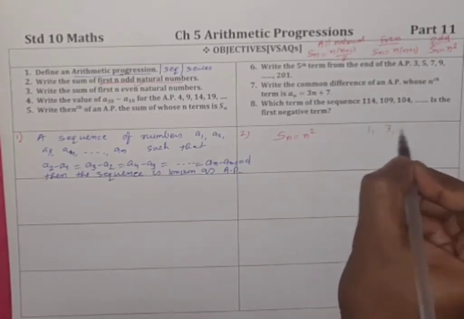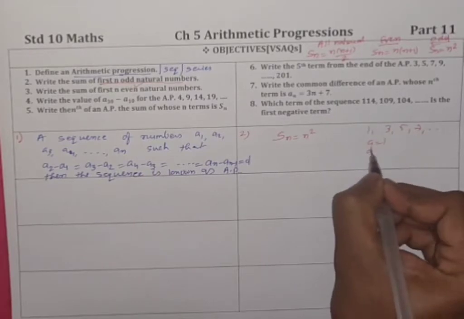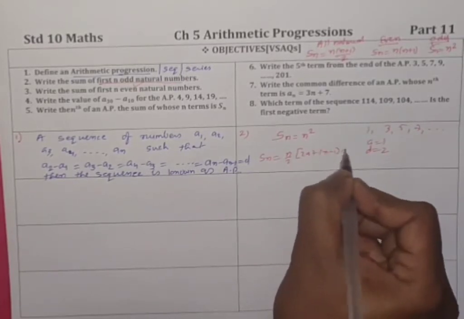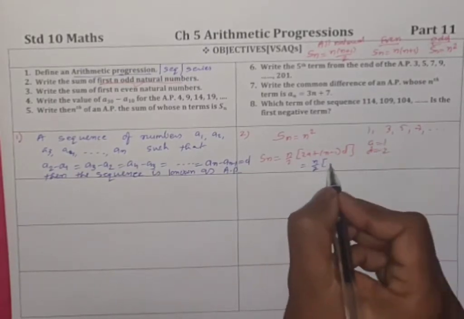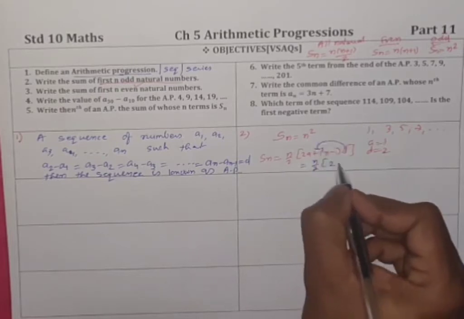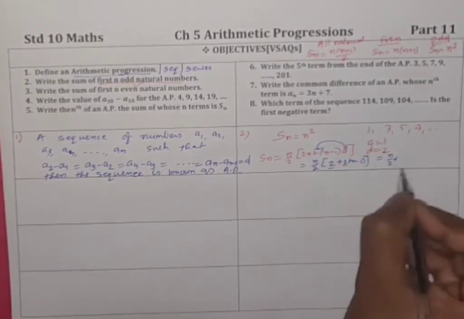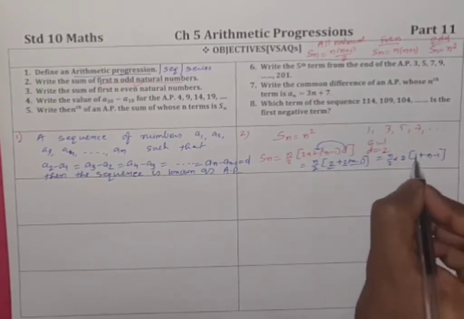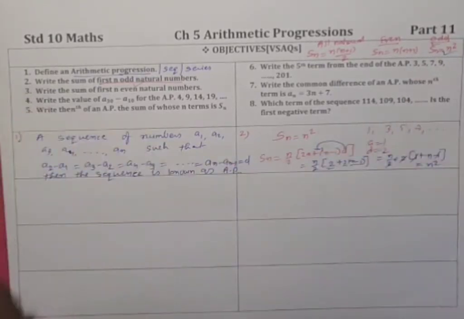Or children, you may take 1, 3, 5, 7. If you forget this formula, then here A equal to 1 and D equal to 2. And the formula Sn is equal to n by 2 into 2a plus n minus 1 into D. So that is n by 2 into 2a, that is 2 into 1, that is 2, and the value of D is plus 2, so plus 2 into n minus 1. So 2 is common: n by 2 into 2 common, bracket 1 plus n minus 1. That is gone, 2 is gone, n and n is left, n into n, n square. That is the formula for sum of n odd natural numbers.